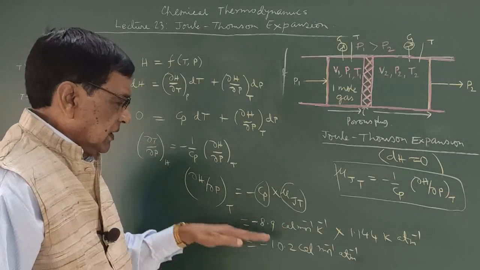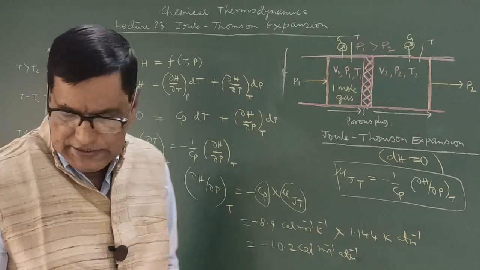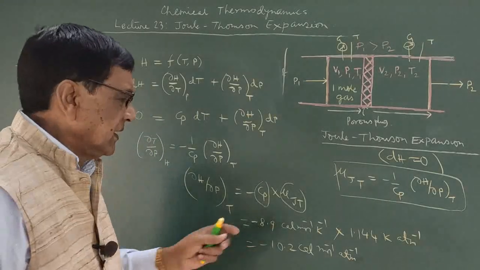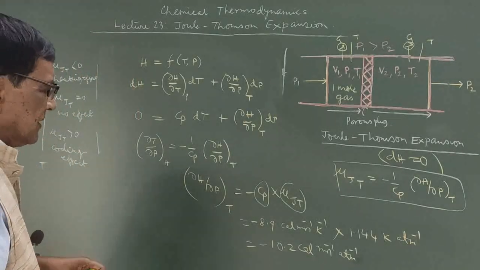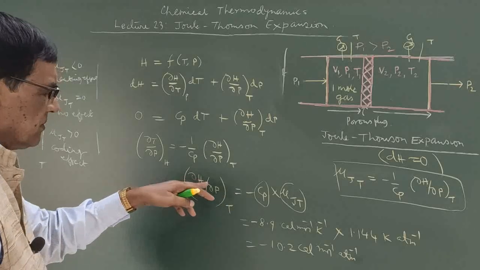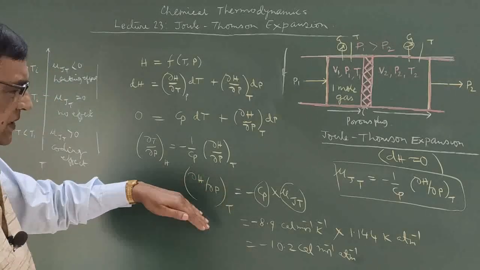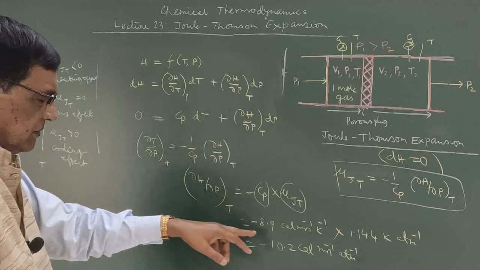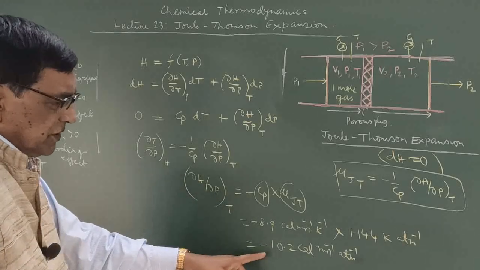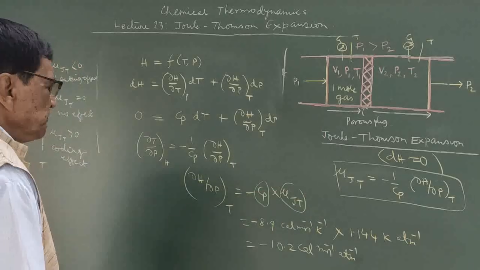This is a very easy problem, very often set in different competitive examinations. Cp and μJT known, and (∂H/∂P). That means with an increase of pressure, the enthalpy will decrease per unit increase of pressure. The enthalpy decreases by this amount per mole.